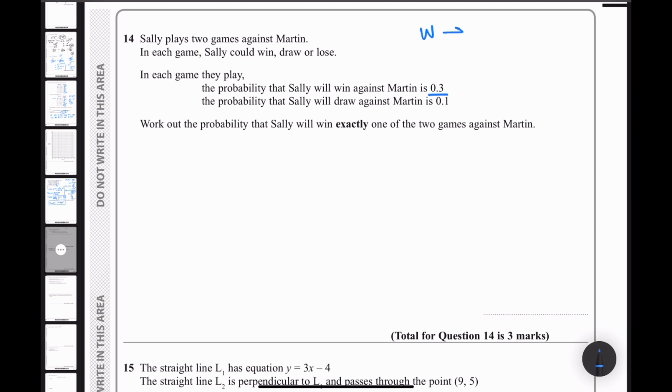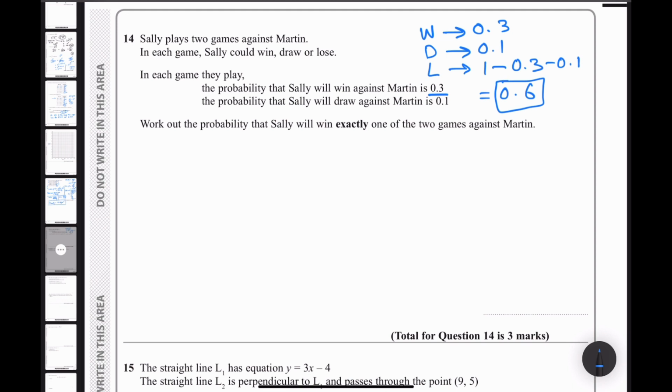So the probability of winning is 0.3. The probability of draw is 0.1, and the probability of losing will be equal to 1 minus the probability of winning minus the probability of draw, that will be equal to 0.6. So this is the probability of losing.